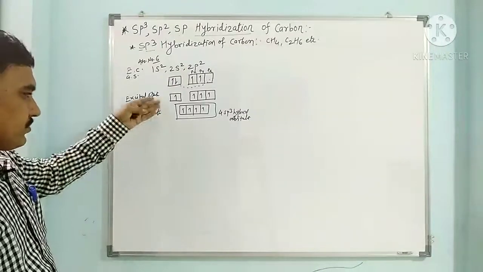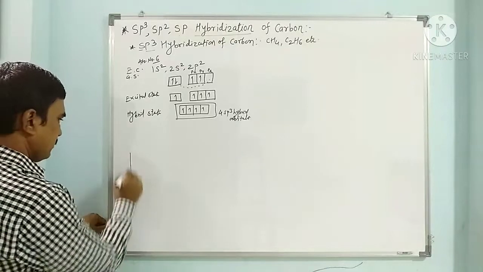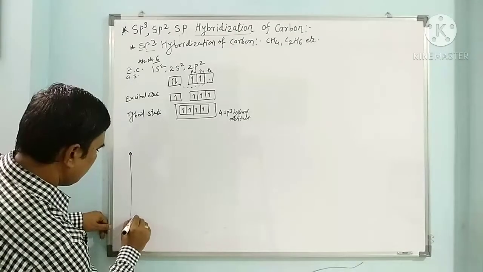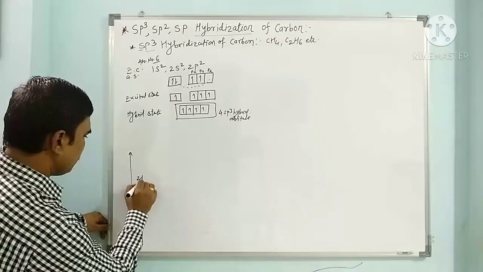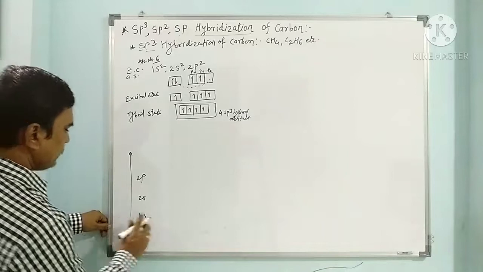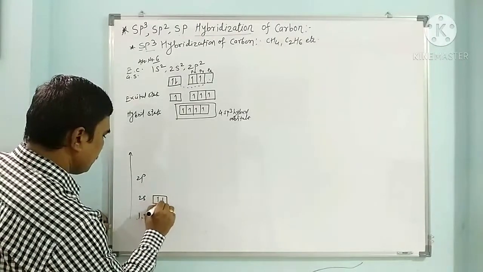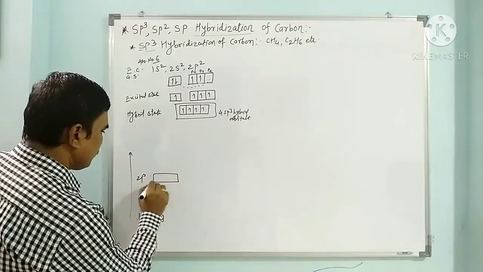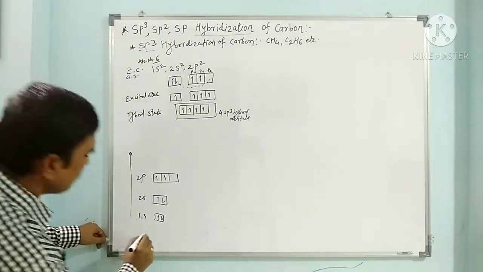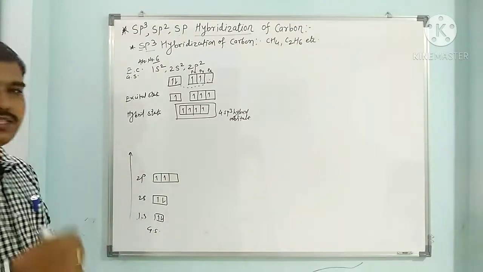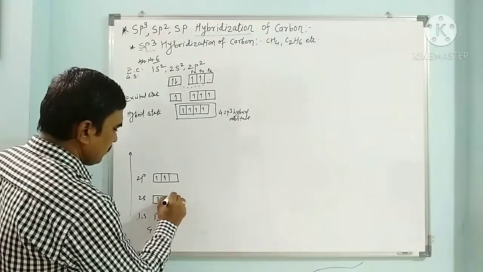If we see the energy level diagram of these orbitals, suppose this is 1s, this is 2s, this is 2p. In the 1s there are 2 electrons, in the 2s there are 2 electrons, and in the 2p there are 2 electrons. This is the ground state. Now what happens in the excited state? This 1 electron is promoted here.